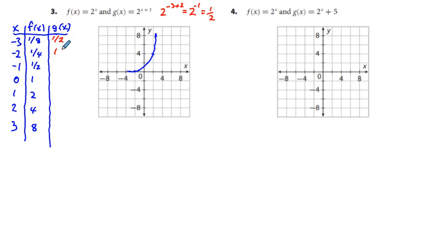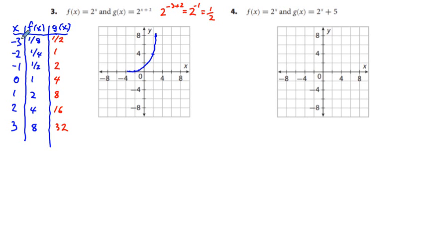We can just follow a pattern, multiply by 2. 1 times 2 is 2. 2 times 2 is 4. 4 times 2 is 8. 8 times 2 is 16. 16 times 2 is 32. And so now I'm going to put the points in place.